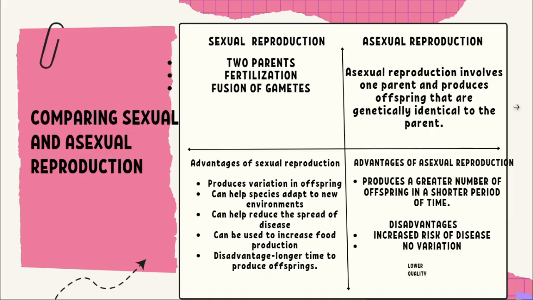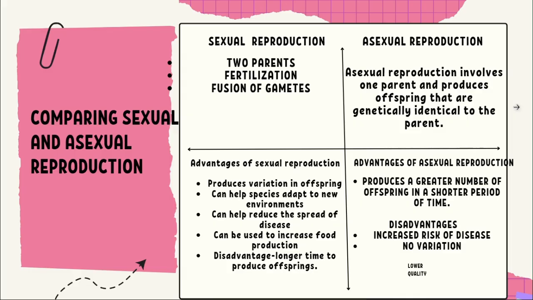So with asexual reproduction, there is no variation. There is no variation at all. So that disadvantage for asexual reproduction is actually an advantage to sexual reproduction. In sexual reproduction, they produce offspring that have variation. And you might say, why does it even matter if there is variation or not? But variation is very important for a species to survive, because it's basically equipping the next generation to be able to withstand different conditions, right? So it helps the species to adapt to new environments, helps to reduce the spread of disease, and can be used to increase food production.